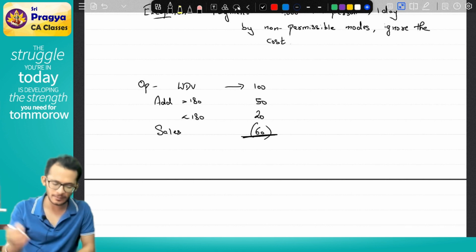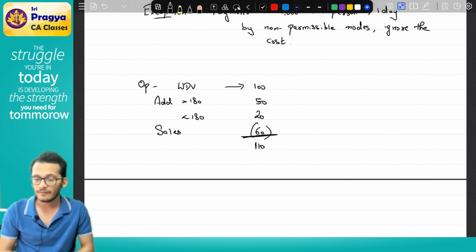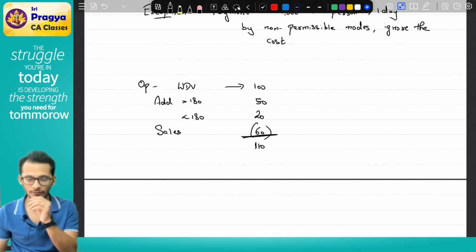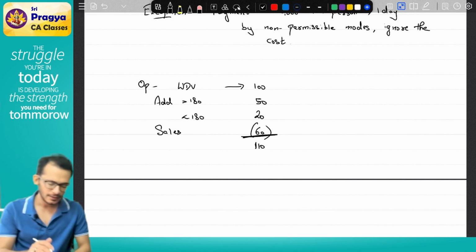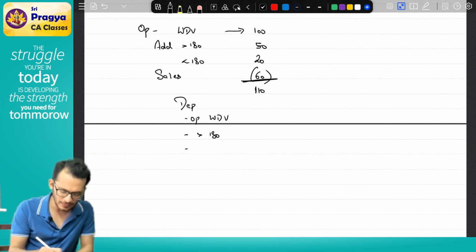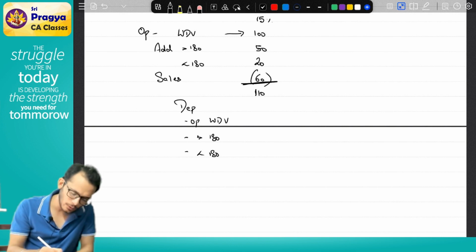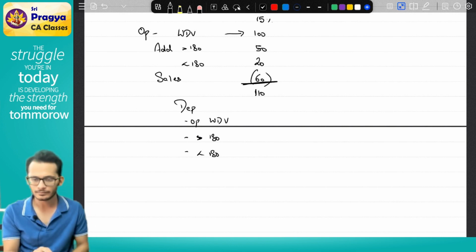Cost is how much? 150 plus 20, 170, minus 60 is 110. Yes or no? Now you have to charge depreciation. How will depreciation be charged, Rahul? You will say on opening WDV, then on more than 180 days, and then on less than 180 days. Assuming this is plant and machinery, the rate is 15%.